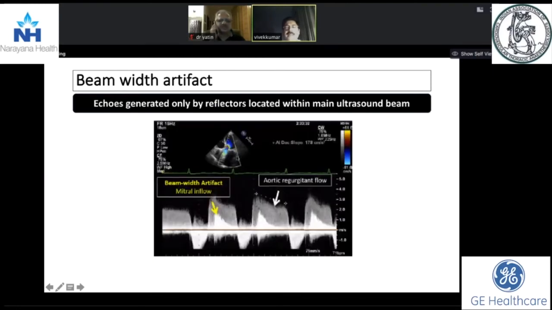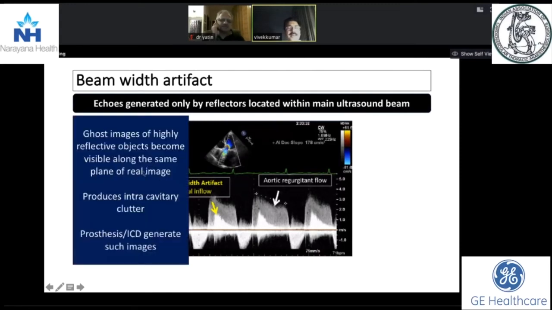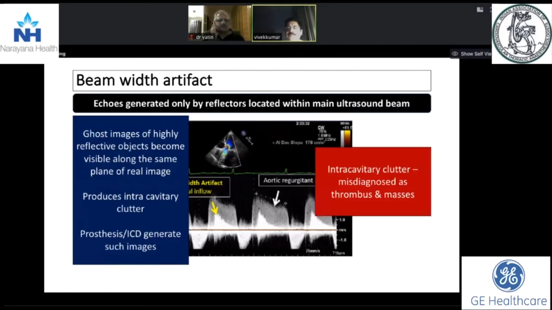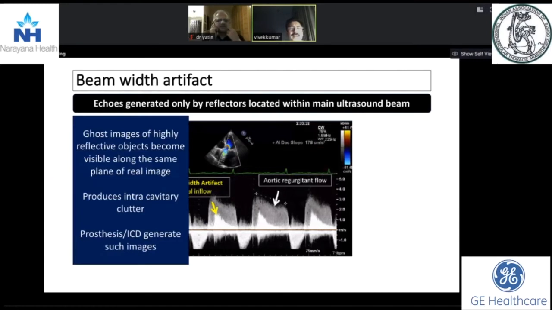And one common example of beam width artifact is, again, I will say that it is not limited to grayscale. It can be seen in pulse wave Dopplers, continuous wave Dopplers, as a superimposition of a mitral inflow pattern on an aortic flow pattern. So there are ghost images of highly reflective objects which become visible along the same plane of the real image. It produces intracavitary clutter and it is misdiagnosed as thrombus and masses.